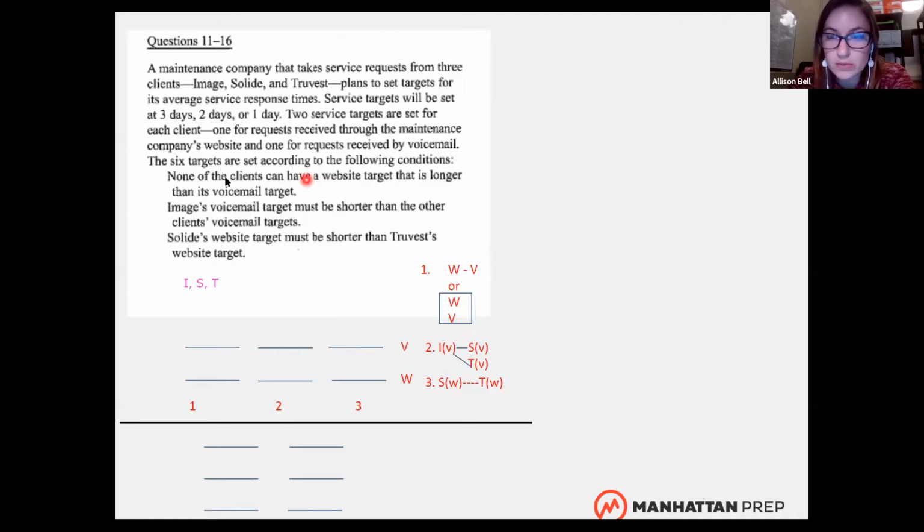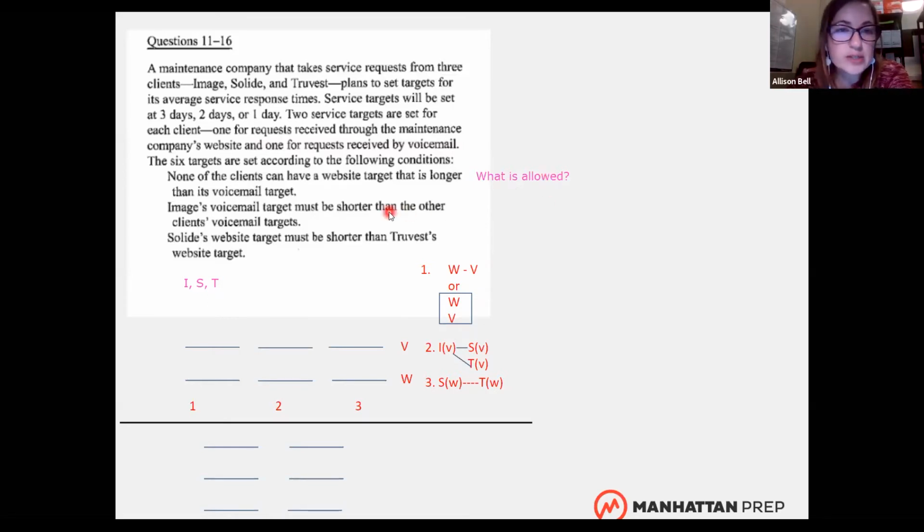So first, often when rules are phrased in this kind of negative way of this cannot happen, I need to rephrase this in my head to make it useful. So I want to think, okay, if this is the thing that cannot happen, then what is allowed? If the website target can't be longer than voicemail, then the website target has to be shorter than voicemail, or don't forget this option, this is a big LSAT trap, the website target could be the same as the voicemail target. It just cannot be longer. So I've notated the first rule in terms of my rephrase of what is allowed.